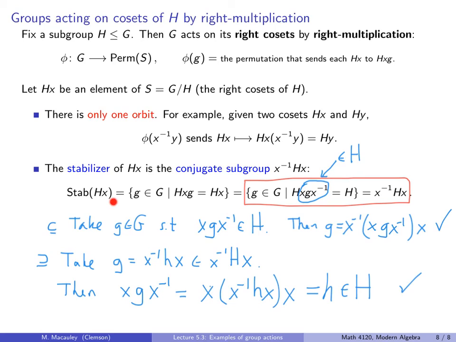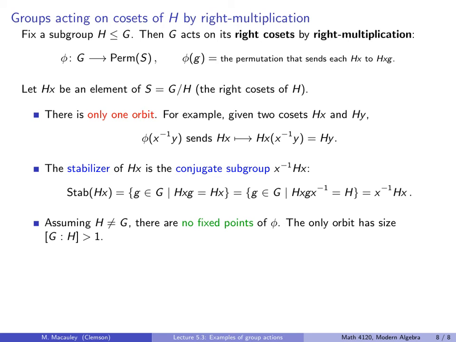So the stabilizer of hx, which by definition is just this, we rewrote as this, and then we claimed and proved that that is just this particular conjugate subgroup of H.